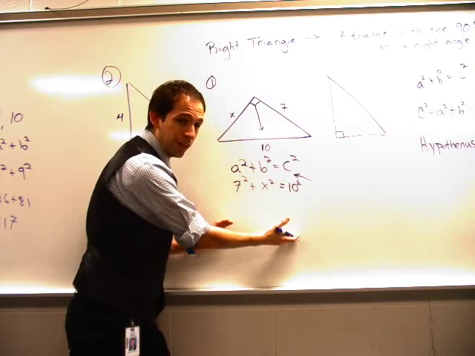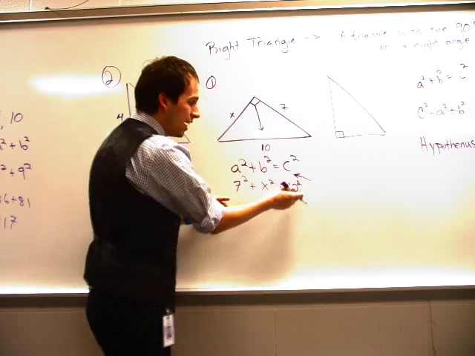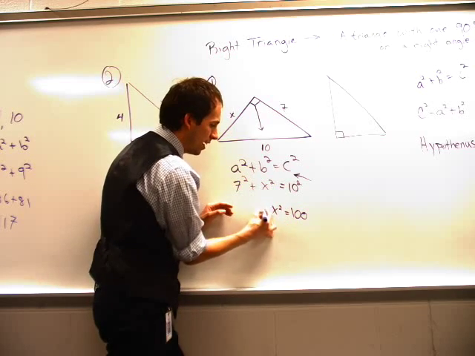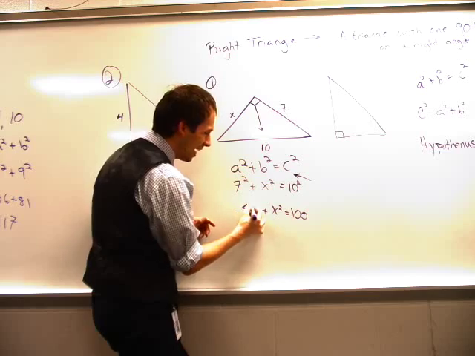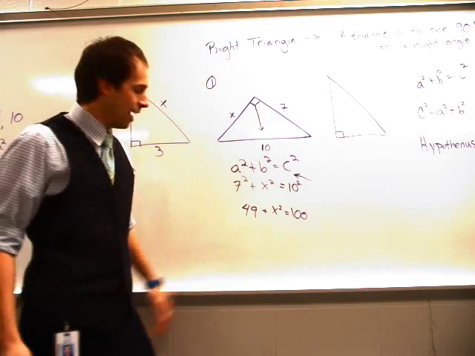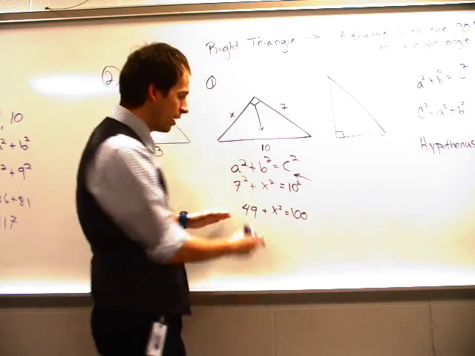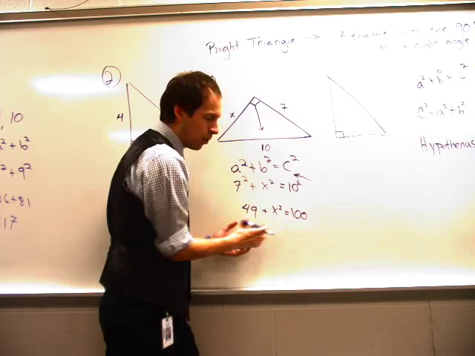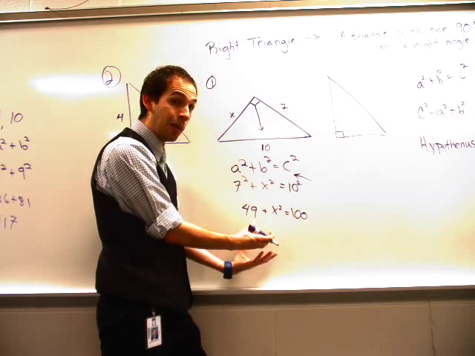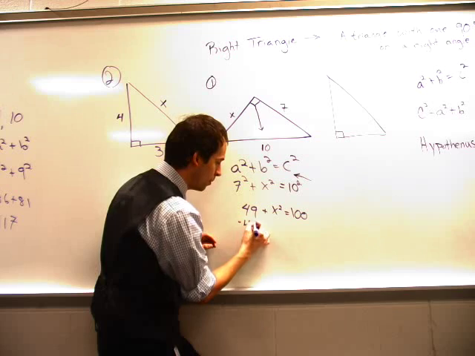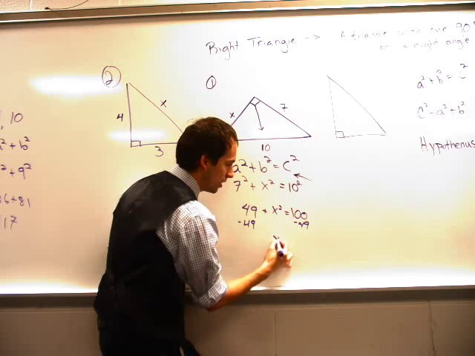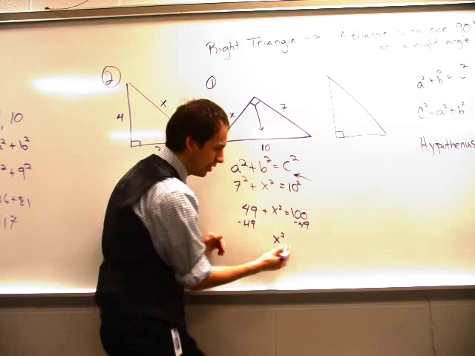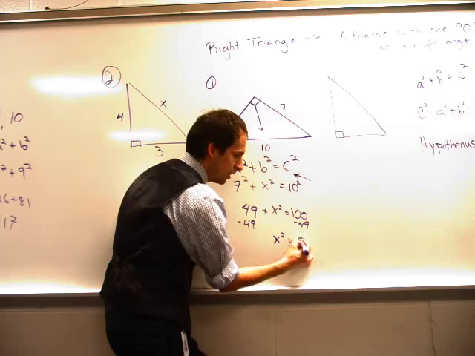Simplify your expression by taking care of those exponents. 10 squared is 100, and keep your equal sign there. x squared, and you're adding here. 7 squared is 49. That gets me one step closer to finding out what x squared is. I want to combine like terms, so I'm going to subtract 49 from both sides of my equation. That leaves me x squared all by itself, because 49 minus 49 is 0, and anything plus 0 is just itself. 100 minus 49 is 51.